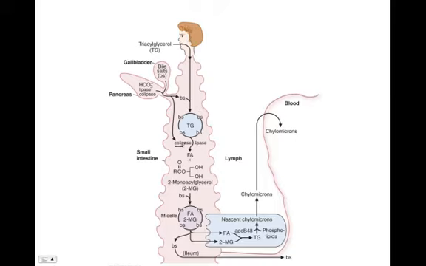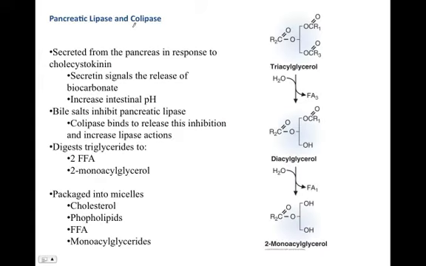These digestive enzymes, colipase and lipase, are both secreted from the pancreas. Again, pancreatic lipase and colipase are secreted from the pancreas, and they're secreted in response to a hormone, cholecystokinin. At the same time, another hormone, secretin, signals the release of bicarbonate, and this increases the intestinal pH to about 6, which is a pH that is more amenable to enzyme activity.